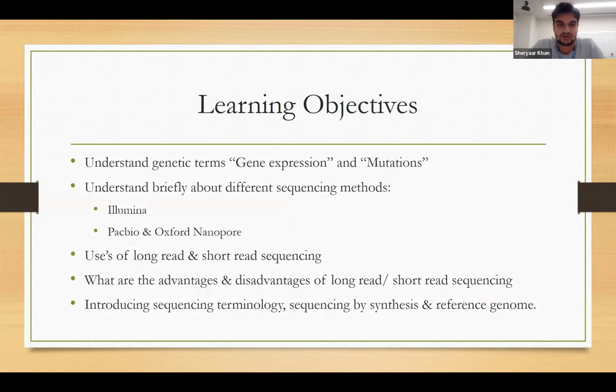So today we're going to try to understand the terms gene expression and mutations. We're going to learn briefly about sequencing methods, mainly Illumina sequencing and also the long-read sequencing of PacBio and Oxford Nanopore. We'll look at the uses, advantages and disadvantages, and introduce some terms such as sequencing by synthesis and reference genomes. Hopefully you're not going to be experts by the end of this, but when you see these words and terms, you'll be a bit more familiar with them.